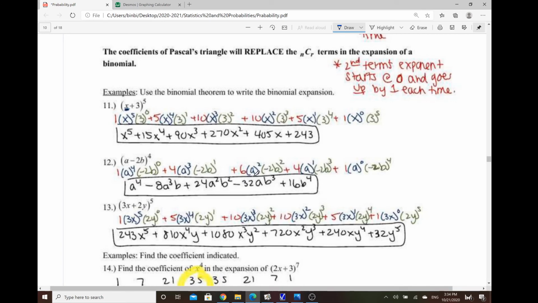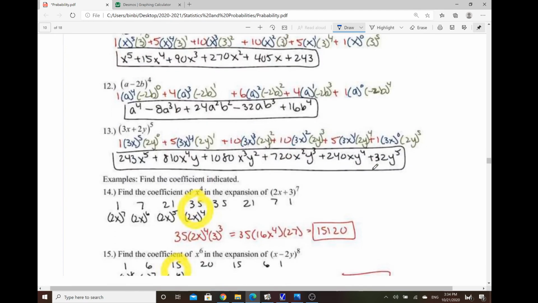Okay, so the first term, always decrease the power by 1. And then the second term, increase the power by 1. So that's what we got eventually: a to the power 4 minus 8a cubed b plus 24a squared b squared minus 32ab cubed plus 16b to the power 4.